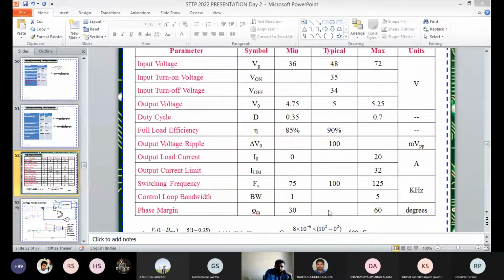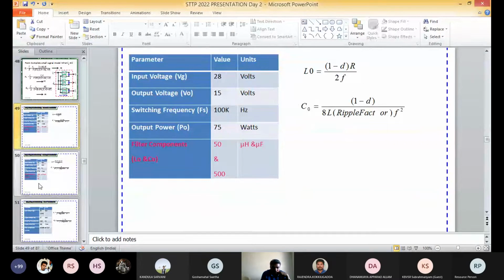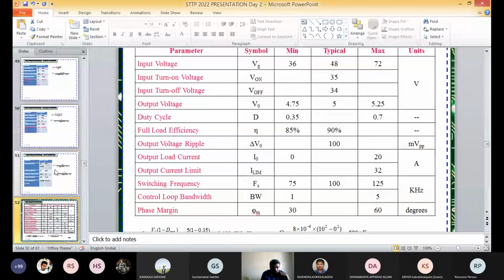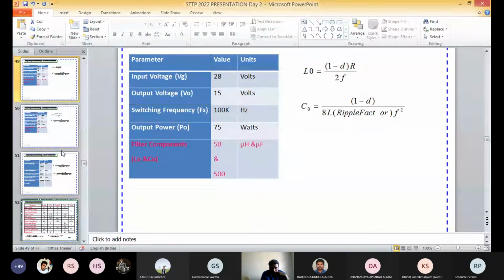So in the third step, we need to select some of the input parameters and output parameters for the chosen converter. Based upon our applications, we know what the available source is, at what range it is available, and what the load requires: at what voltage and how much current it is demanding from the converter. Based upon that, we select the input and output parameters, and with the help of the available solid state switches, we select the switching frequency.